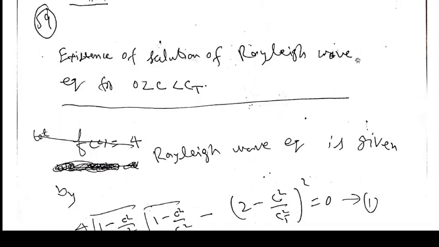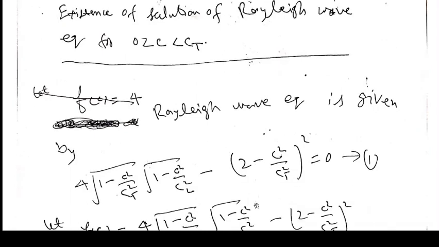In previous lecture number 26, we have discussed the Rayleigh wave equation. We have derived the Rayleigh wave equation, and from that equation, which is here equation number 1, we can have the speed of the Rayleigh wave with the help of this equation.